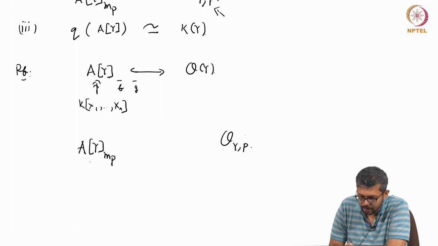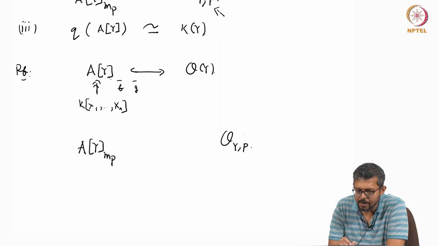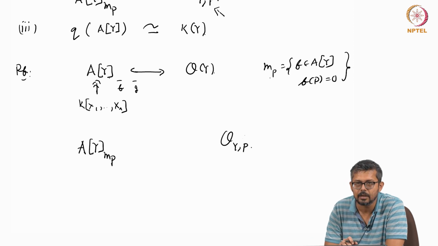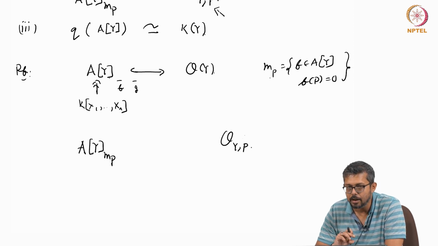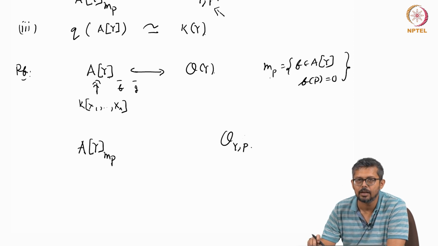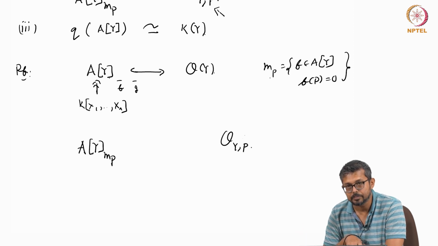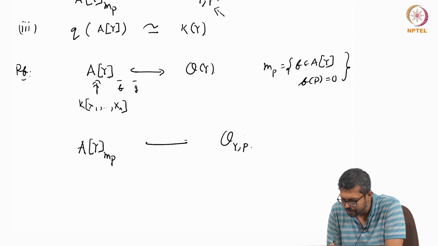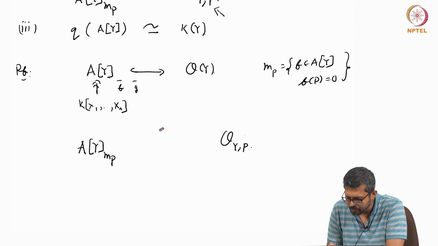Now you see that if you take this, MP is a maximal ideal. MP is the functions f in A(Y) such that f(p) is 0. Now this is a maximal ideal in A(Y). If you take something outside this maximal ideal, then that is always a unit in A(Y)_M, right? So this will induce a map here, injective. In fact, this is an isomorphism.